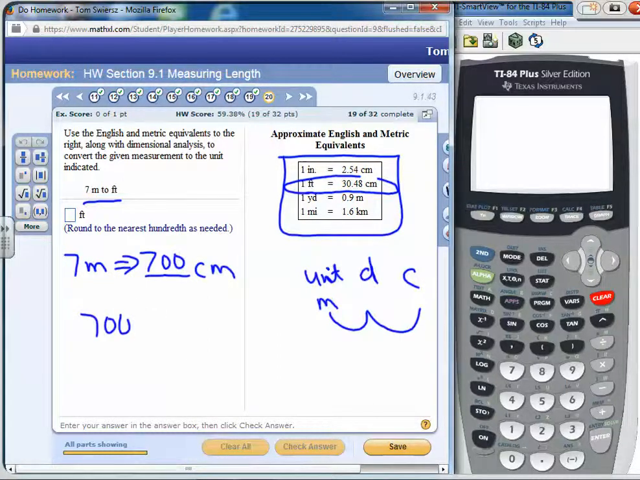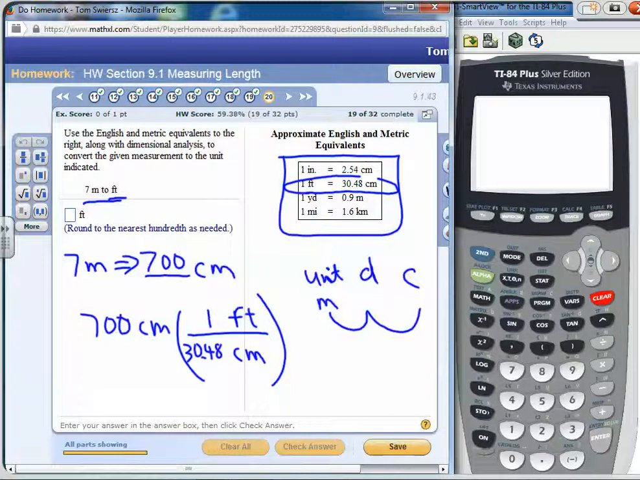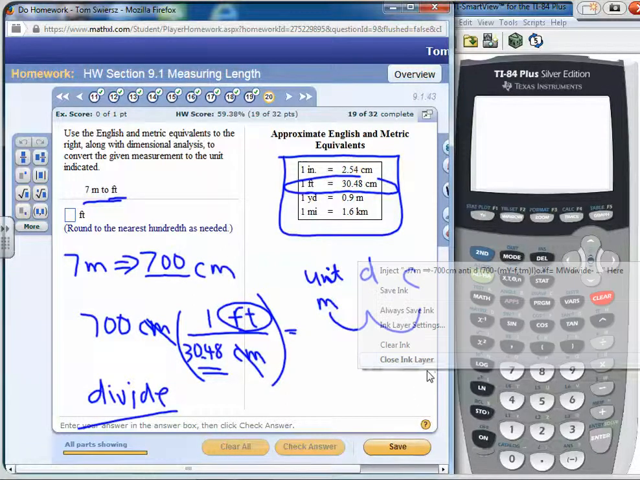700 centimeters. Okay, we want to get our unit in feet, so feet goes in the numerator, and then the conversion is what? For every 1 foot, there are 30.48 centimeters. 30.48 in the denominator, so that tells us we're going to divide, right? 700 divided by 30.48, centimeters cancel, and we get our units in feet, and that will be our final answer. Okay, so we can go ahead and do that on our calculator. 700 divided by 30.48.